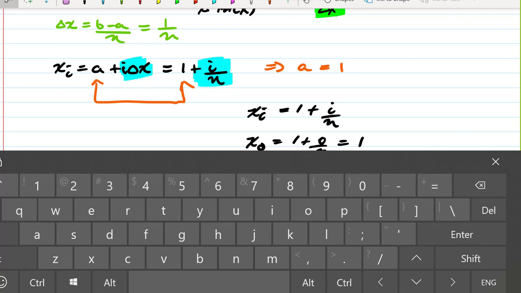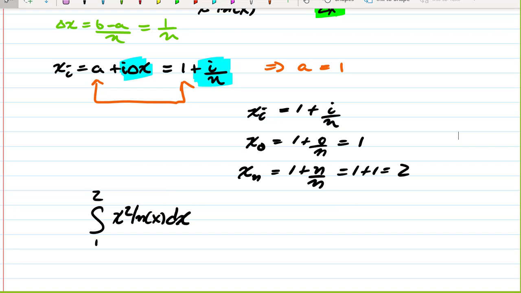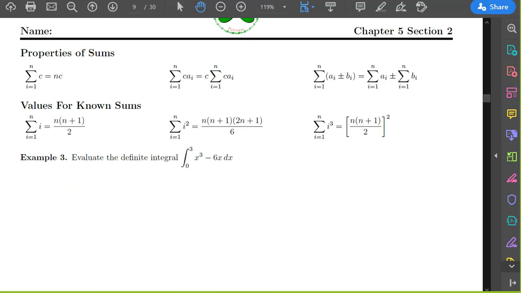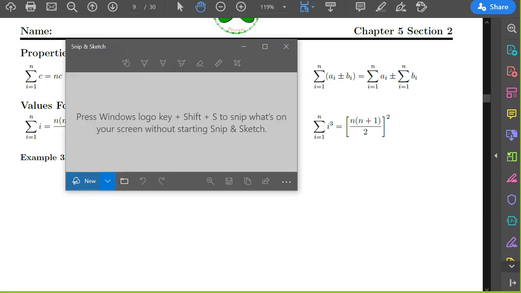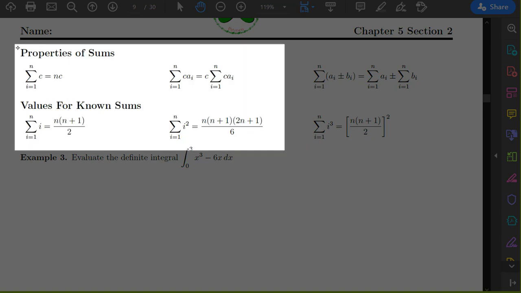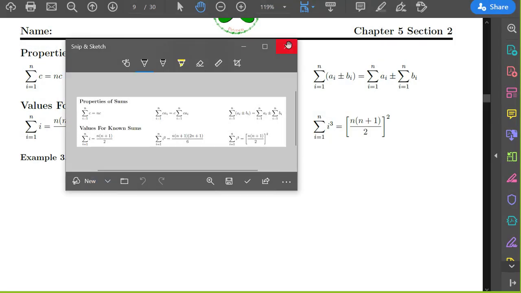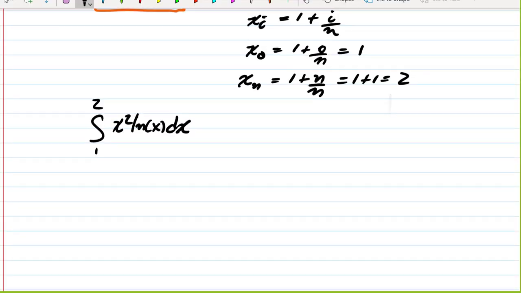on that interval. All right, so the next page in our notes has a whole bunch of properties for integrals and then some values for known sums. So our properties for sums, which we may or may not remember from pre-calculus, we're going to remind ourselves really quick. We're going to need them.